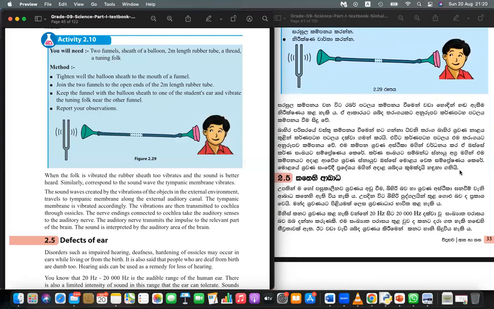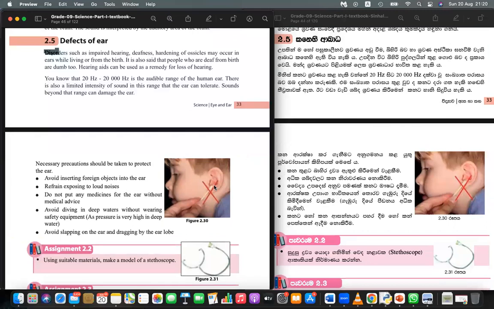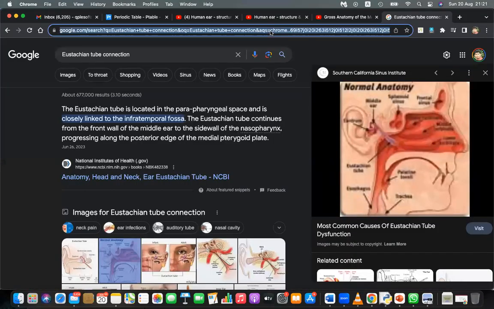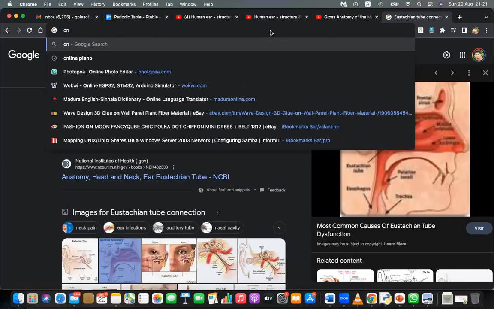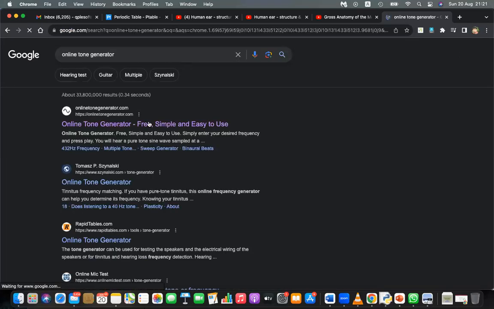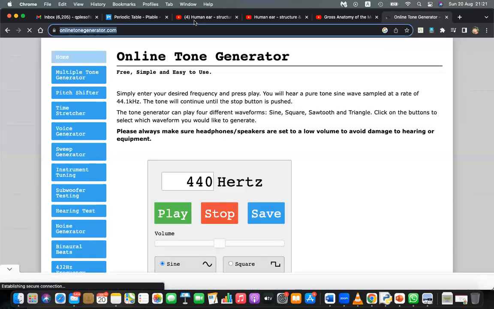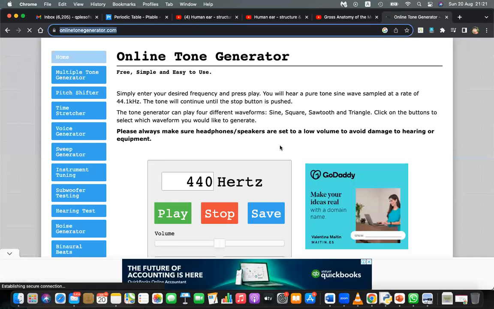Okay, so what are the issues? What are the defects of the ear which can happen? Normally, typically, the human hearable range is 20 to 20,000 hertz. I will do a small experiment now, but I'm not sure whether the sound will be transferred online. We can use this, but you can also try on your side, right? Online tone generator, OnlineToneGenerator.com. I will send this to your side, and you have to do this experiment by yourself and report the findings.